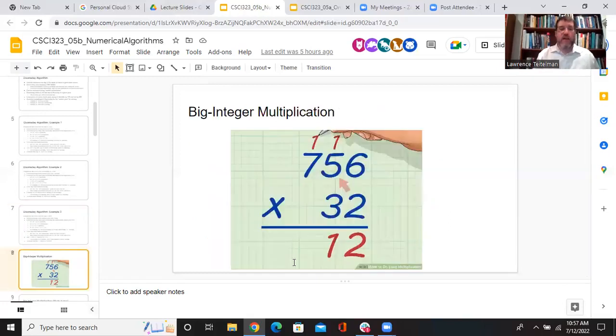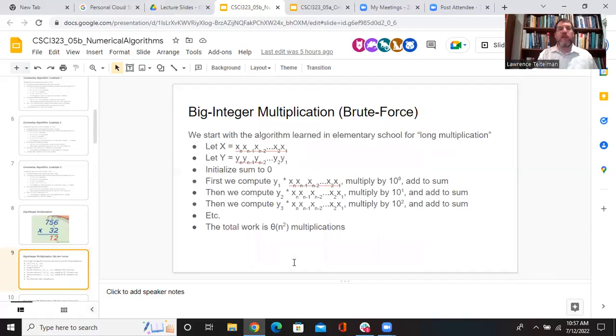All right. Our next numerical algorithm is big integer multiplication. Even though it is not usually taught in analysis of algorithms class, big integer multiplication is a classic example of divide and conquer. So what we do is we start with the traditional grade school algorithm.